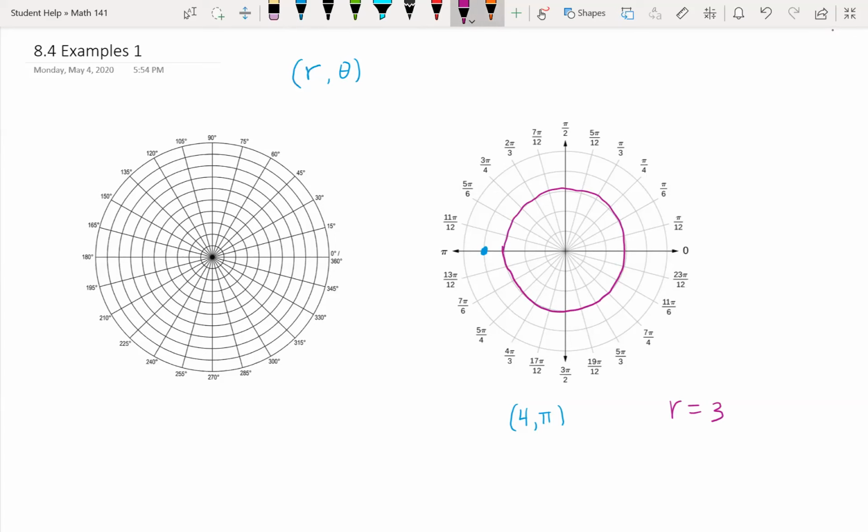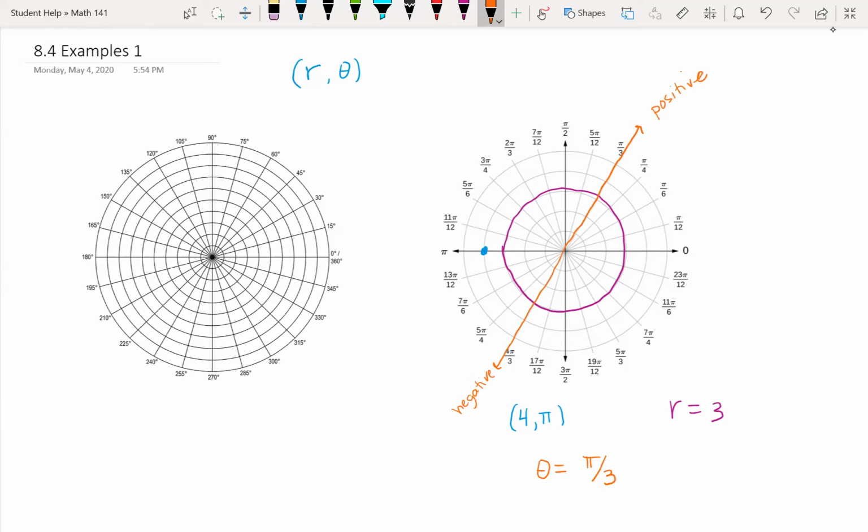If I were to graph, let's say, theta equals pi over 3, that's going to be a line that's going through the origin at pi over 3. This will be in the positive direction because it's going towards the angle. And then if I go in the opposite way, this is going to be going in the negative direction, away from the angle that was given, which is pi over 3.